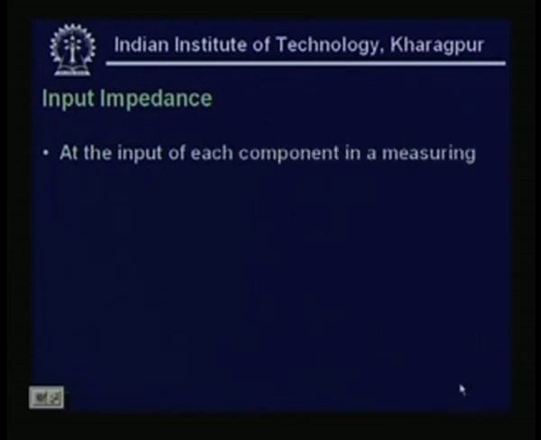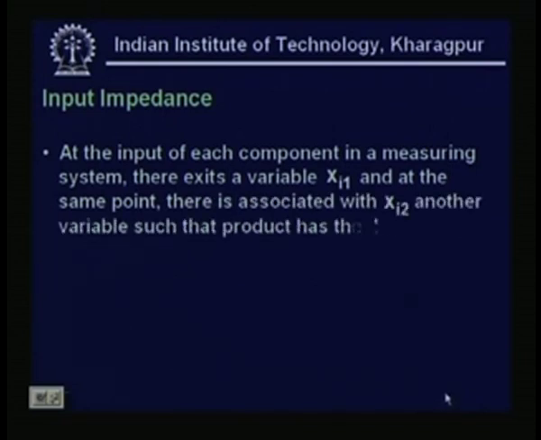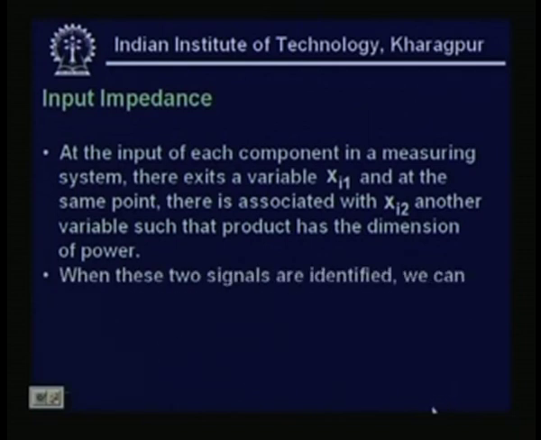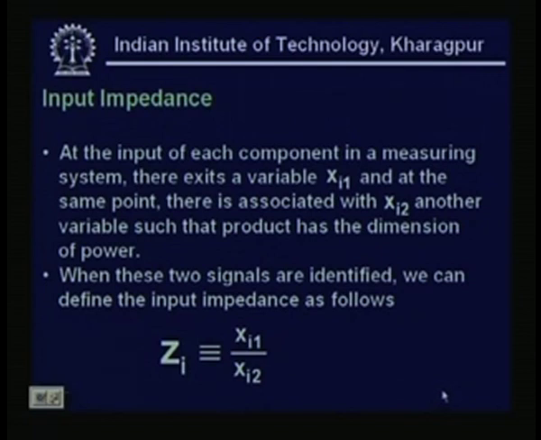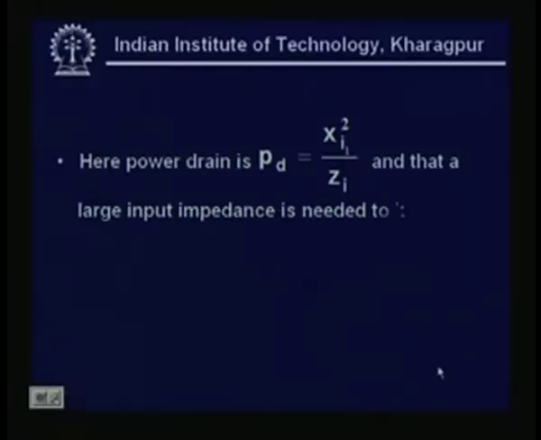Input impedance: at the input of each component in a measuring system, there exists a variable xi1, and at the same point there is associated another variable xi2, such that the product has the dimension of power. When these two signals are identified, we can define the input impedance as Zi equal to xi1 upon xi2. This is important because some instruments have a power drain Pd equal to xi1 square by Zi, and a large input impedance is needed to keep the power drain small. In some instruments, some sensors like a pH meter, should draw very small current. This is very important, because if it draws large current, it cannot measure the voltage, as it has a large internal source impedance.